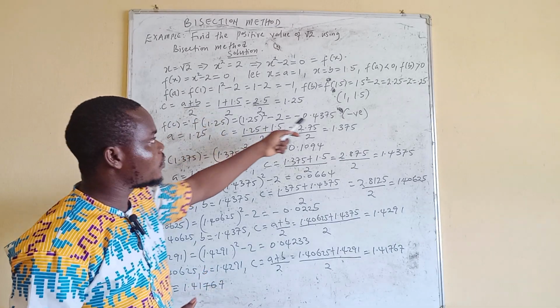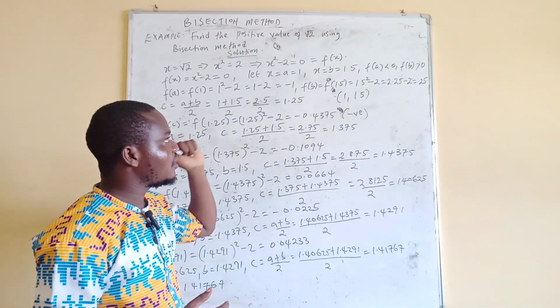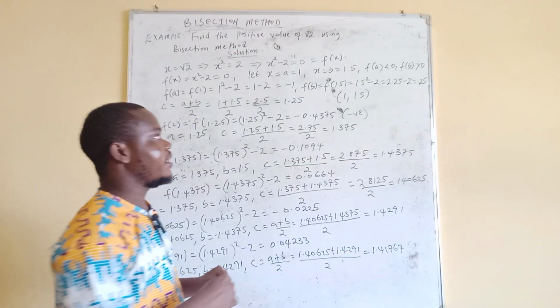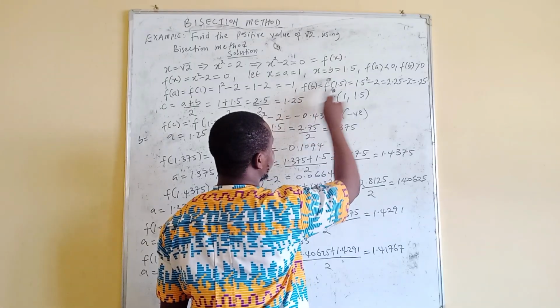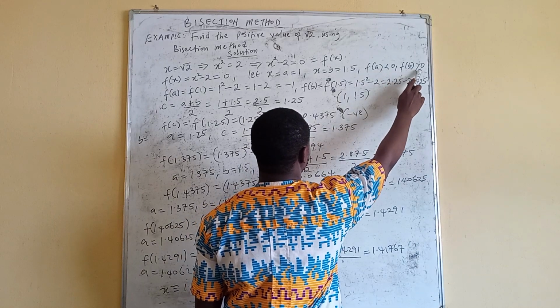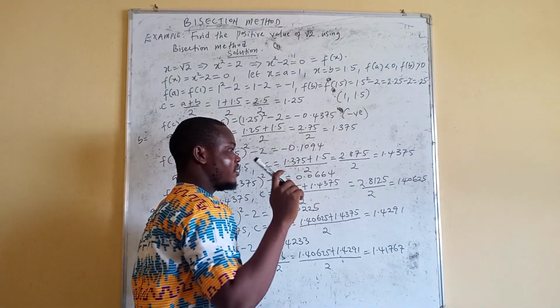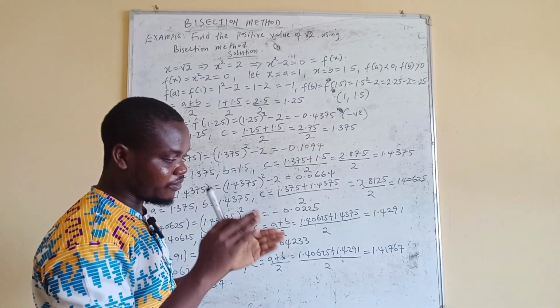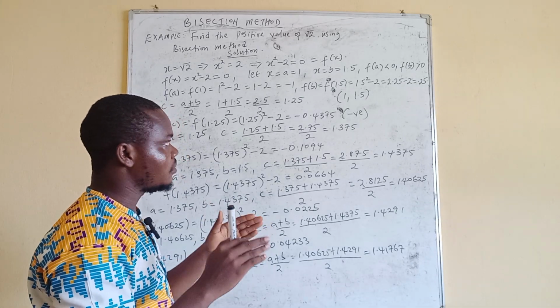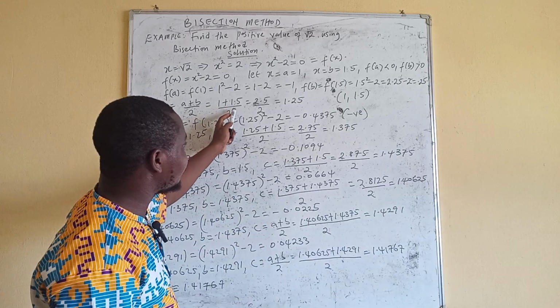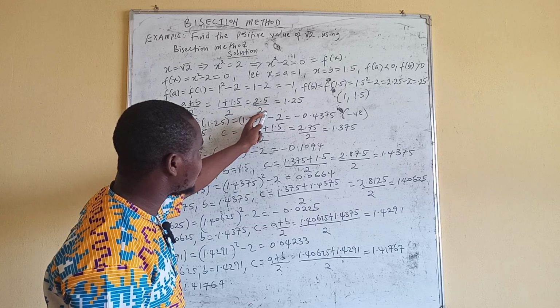Now the first a was 1 and b is 1.5. Also note that our f of a, which is minus 1, is less than 0, and our f of b is greater than 0. Remember that the signs at the two endpoints of the interval must be different. So we now have 1 plus 1.5 divided by 2, which gives us 2.5 divided by 2, which is 1.25.